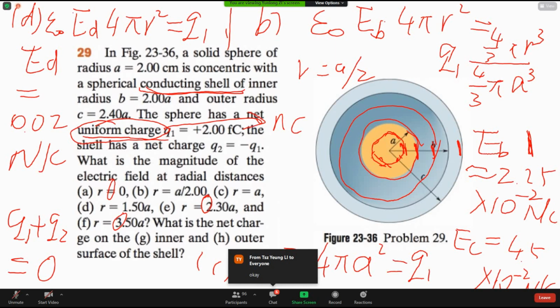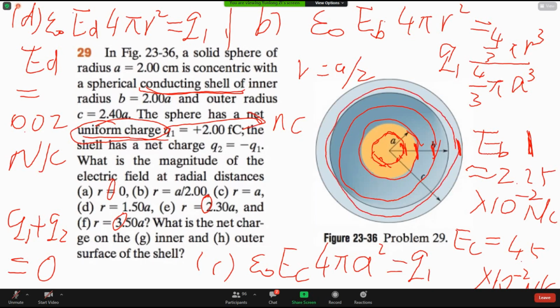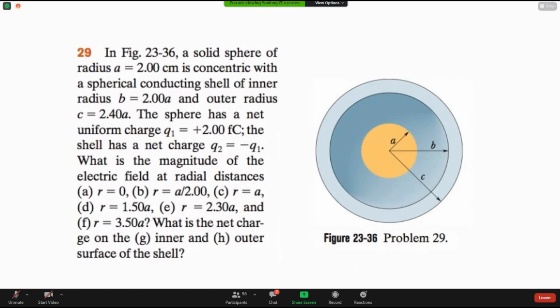Then let's take a look at the questions for G and H. What is the net charge on the G inner and H outer surface of the shell? For the inner surface of the shell, if you want to know the electric field at a point a little bit larger than B, we can build a Gaussian surface somewhere here, at a radius r. Okay, let me just erase everything.